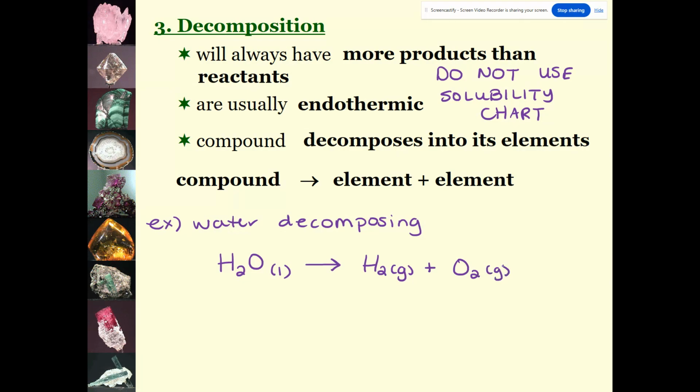So hydrogen by itself is always H2 gas, and oxygen by itself is always O2 gas. Regardless of the fact that there's only 1 oxygen on my reactant side, on my product side there needs to be 2 to start. Balancing coefficients will overcome that.